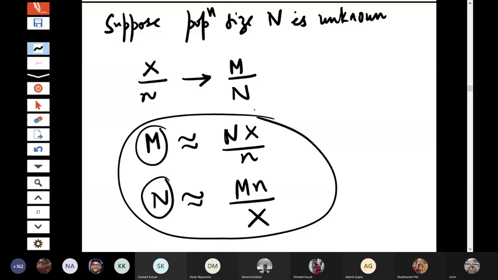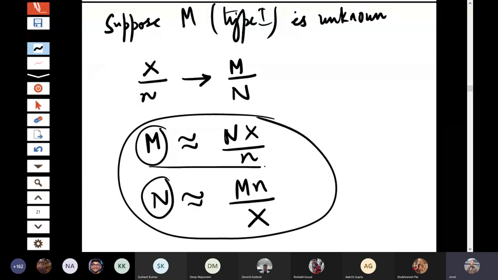Okay, sorry, I wrote here population size. This is not population size. Suppose M, that is the type 1 items, is unknown. Then that is estimated like this. If population size is unknown, then we estimate like this. So there are various applications of this hypergeometric distribution.